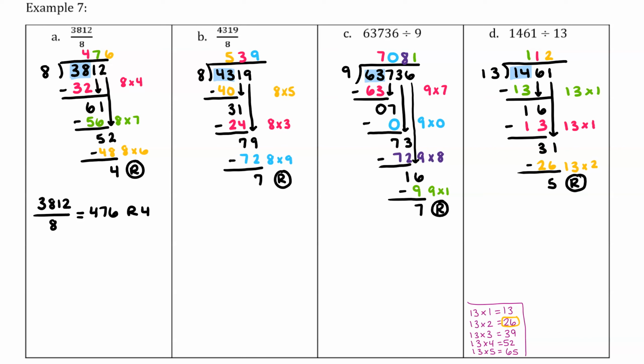So 1,461 divided by 13 is equal to 112 with a remainder of 5.